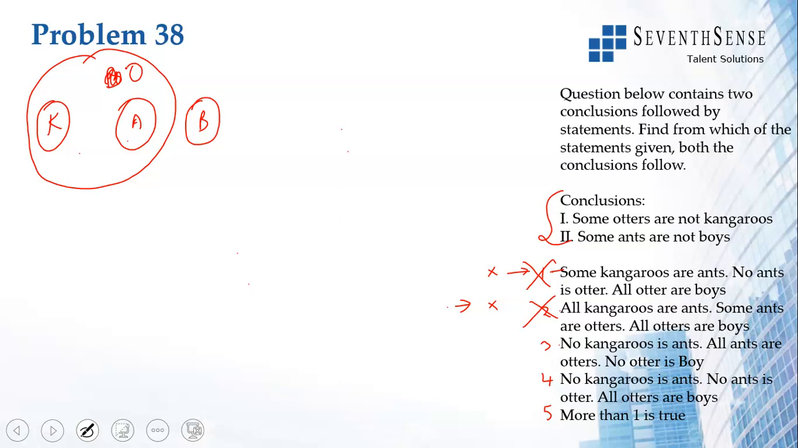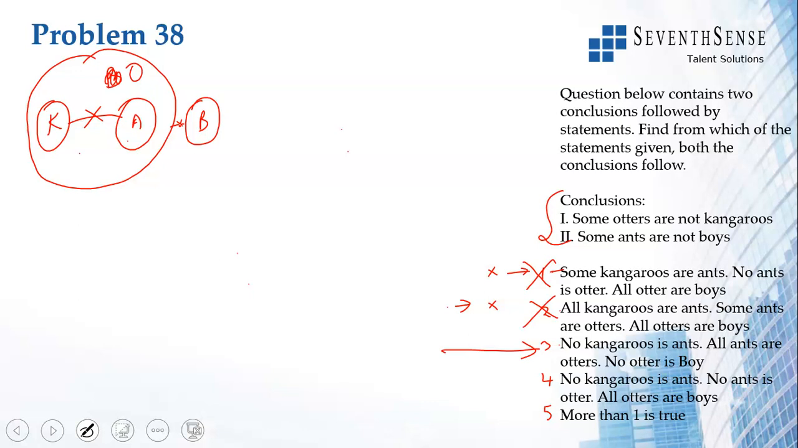So firstly we did no kangaroo is an ant. That is option 3. All ants are otters. So all ants are inside otters. And then no otter is a boy. There should not be any overlap here. So I have drawn the basic diagram. In this, some otters are not kangaroos.